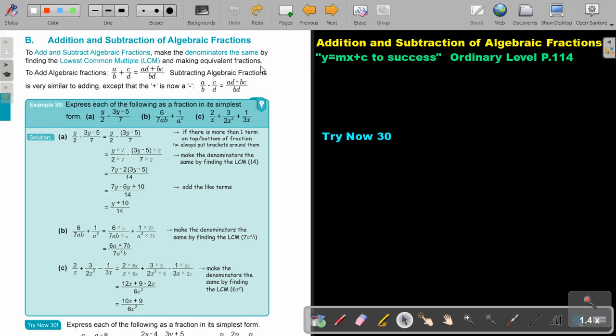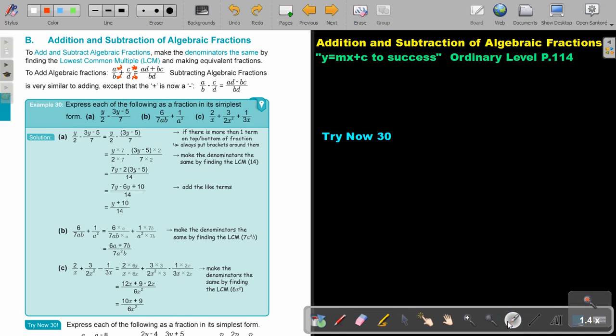equivalent fractions. To add algebraic fractions, for example this, if I make the denominators the same, I will multiply here with d, and I will multiply here with b. Then I will get AD plus BC, and that will be my final answer. Subtracting algebraic fractions is very similar to adding, except that the positive is now a negative.